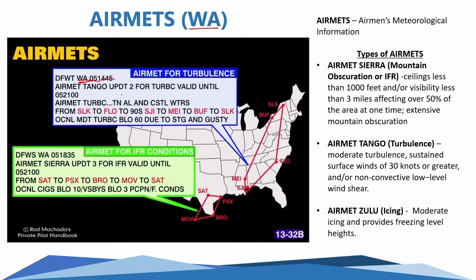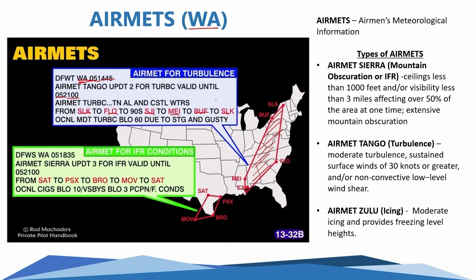Airmet Tango update 2 for turbulence valid until the 5th day at 2100 Zulu. And then you're going to realize that all these things in red here are basically different VORs or airport codes. Effectively, it's giving you a boundary. If you were to draw all these lines like the author did, this is the area for turbulence that they're specifically talking about.